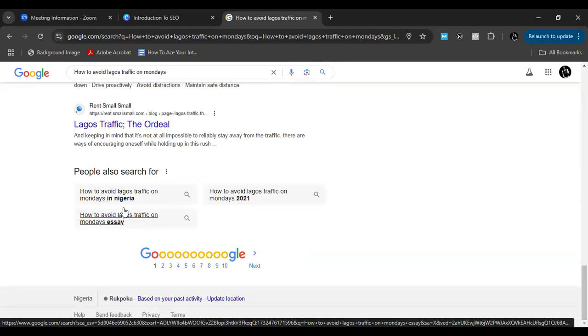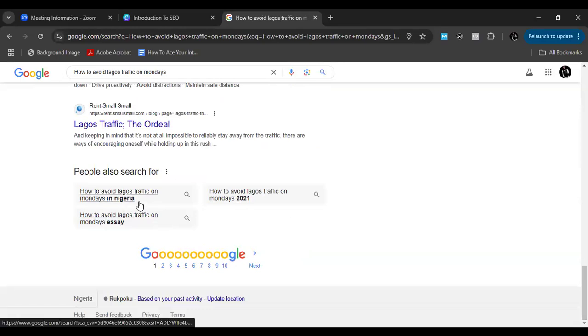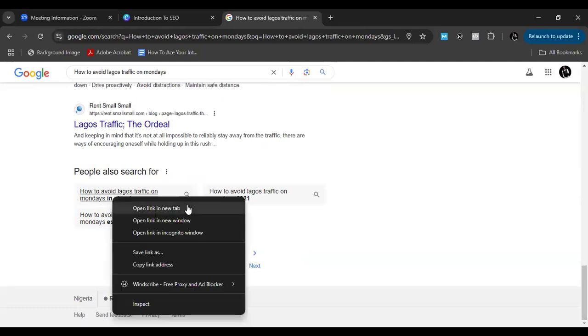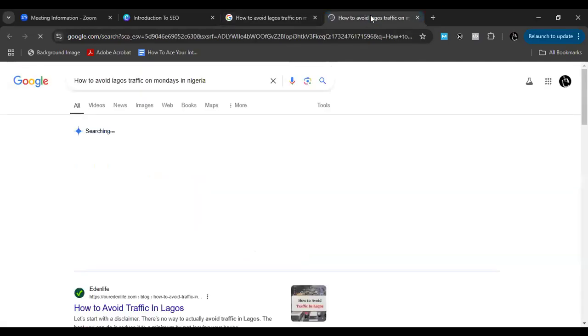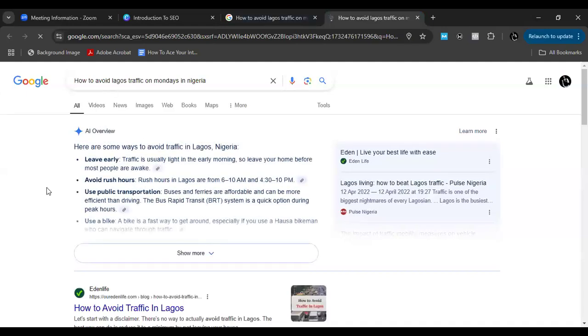If you have the thought process, you can understand maybe secondary school students were given an essay, and then they try checking on Google if they could see something they could read. That could be something that prompted you: see people also search how to avoid Lagos traffic on Monday in Nigeria. So this looks close. So let's see if this has it.